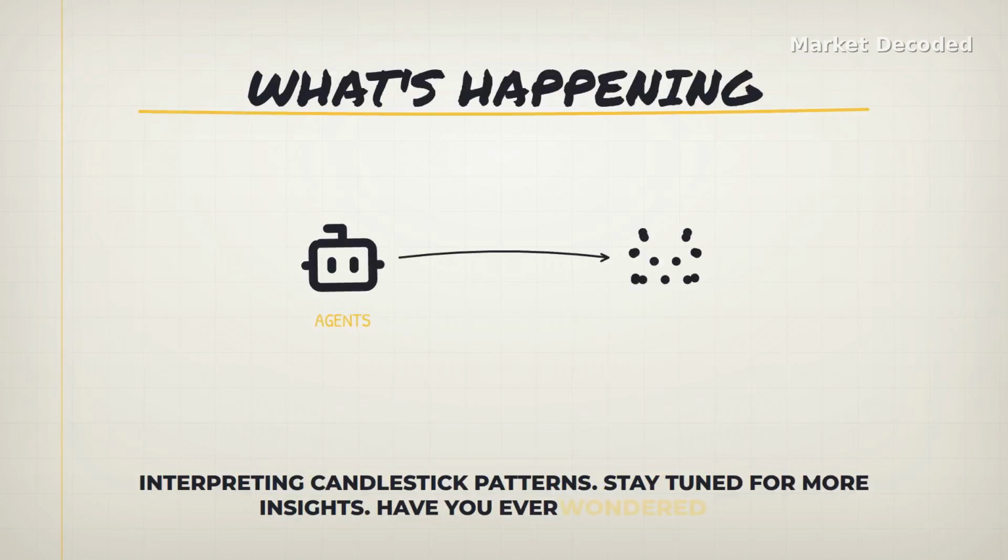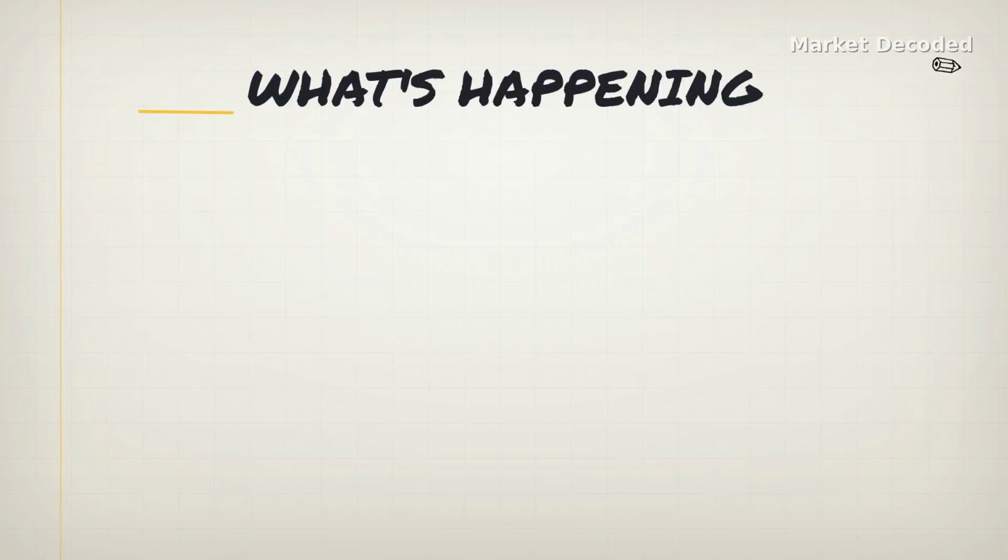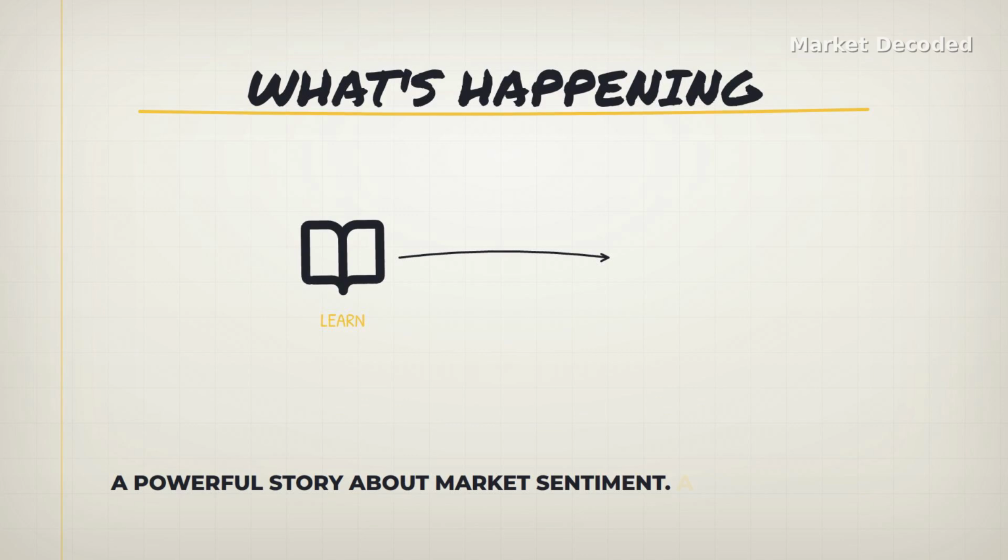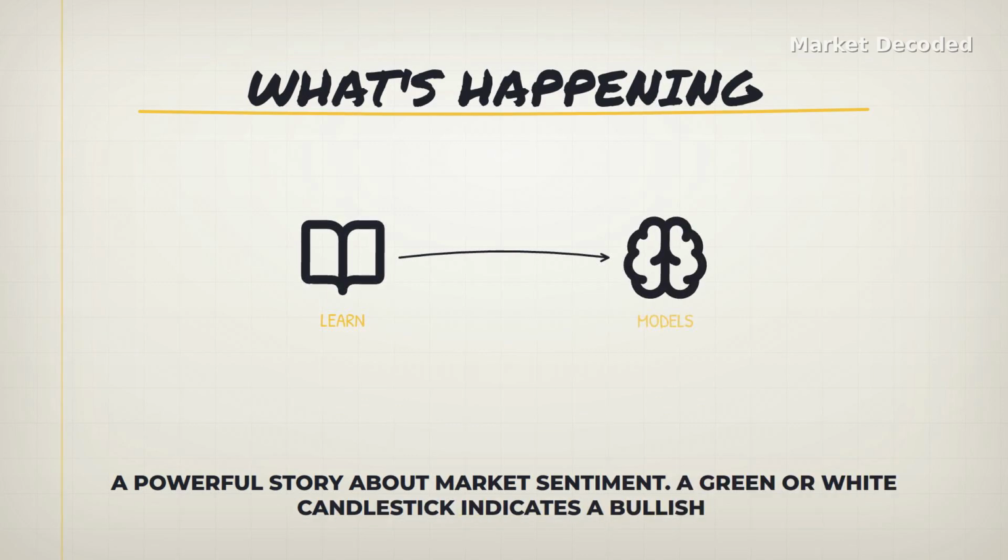Have you ever wondered what the colors of a candlestick actually mean? It's not just about aesthetics. They tell you a powerful story about market sentiment. A green or white candlestick indicates a bullish movement. This means that the price has closed higher than it opened.